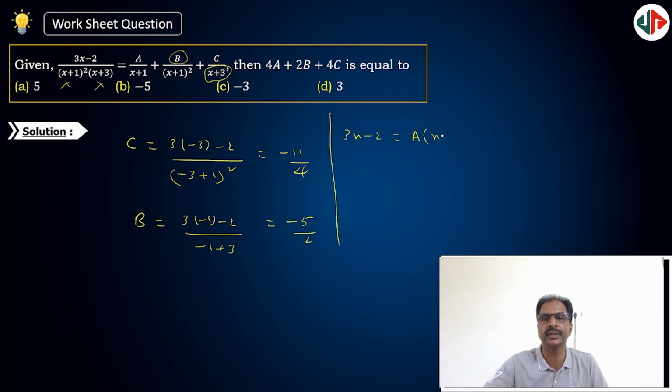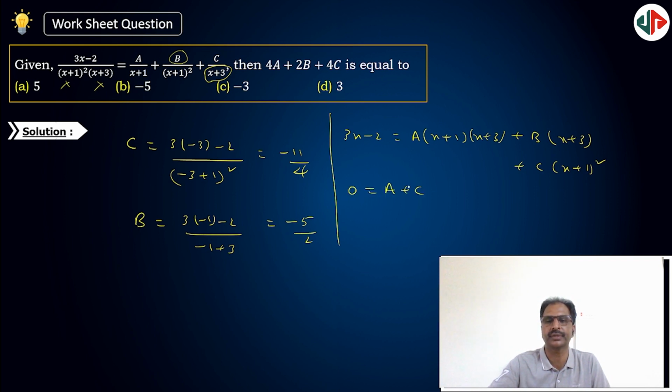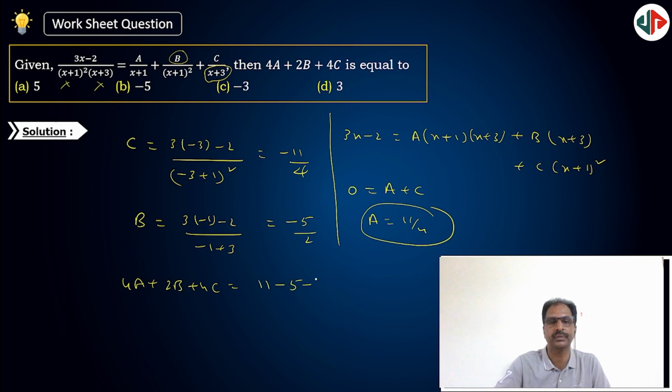That LCM gets cancelled. A into (x plus 1) into (x plus 3), B into (x plus 3), C into. Now we require a, comparing x square coefficients, left hand side 0, right hand side a into x square plus c into x square you get. So a is nothing but minus c, 11 by 4. So this is a is now 4a plus 2b plus 4c is equal to 4 into 11, 2 into b minus 5, 4 into c minus 11. And answer is minus 5, option B.